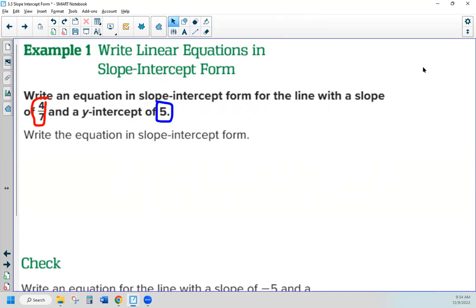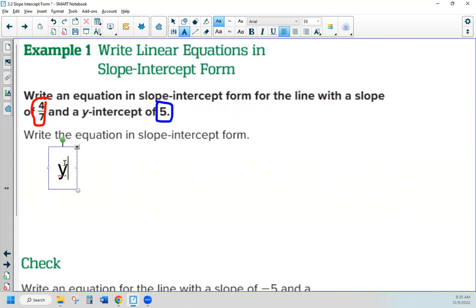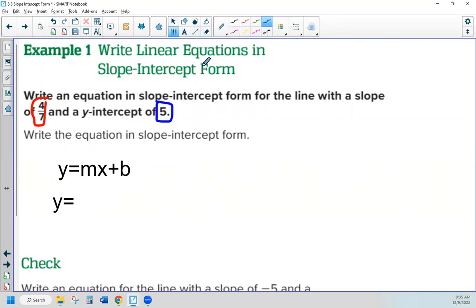Well, let's go ahead and remember what slope-intercept form is. Let me go ahead and type it, because if not, it's going to be a mess. Y equals mx plus b, where my slope is the m number. So I'm going to put 4/7. Let me actually just do it with a marker this time. In red, 4/7.